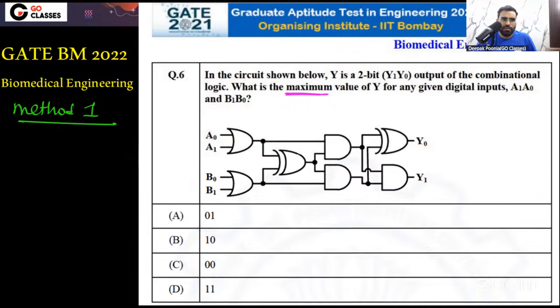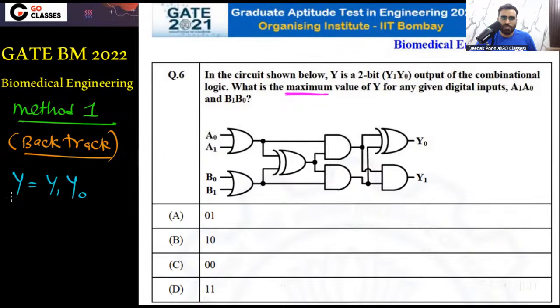So let's see method number 1. In method number 1, we will go backward. Backtrack. Here you can see the question is asking the maximum value of Y. What is Y? Y is Y1, Y0. This is the most significant bit, and this is the least significant bit of Y. Because Y is a 2-bit output, what are the possibilities for Y? 0 0, 0 1, 1 0, 1 1.